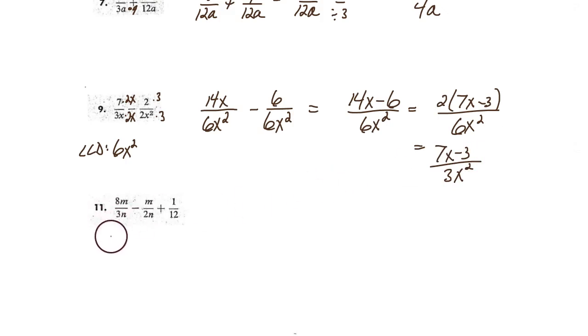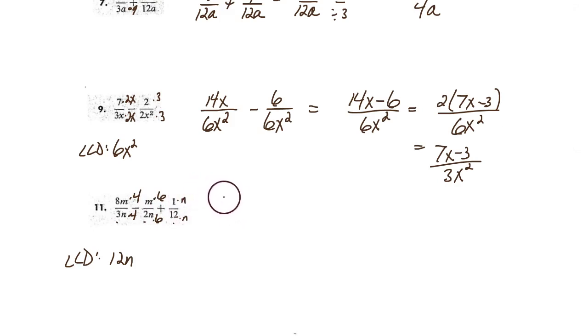Number 11. Adding and subtracting fractions, we need to have a common denominator. So between 3, 2, and 12, use 12. These have n's in them, so you also need an n. This can be turned into 12n by timesing by 4. This can be turned into 12n by timesing by 6. And this one here, you just need to times by n.